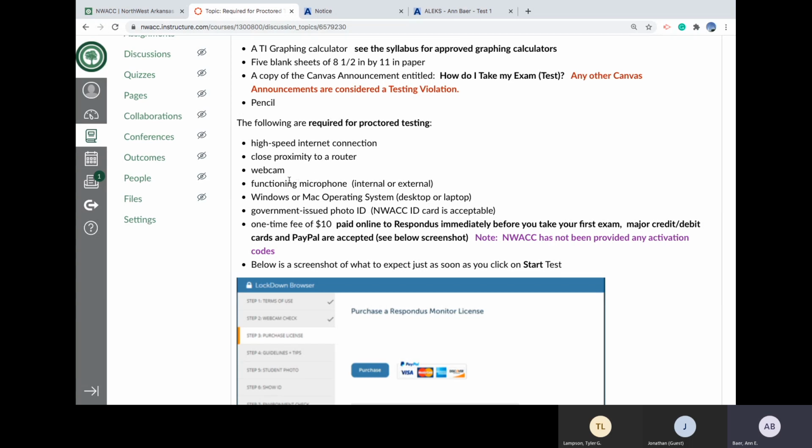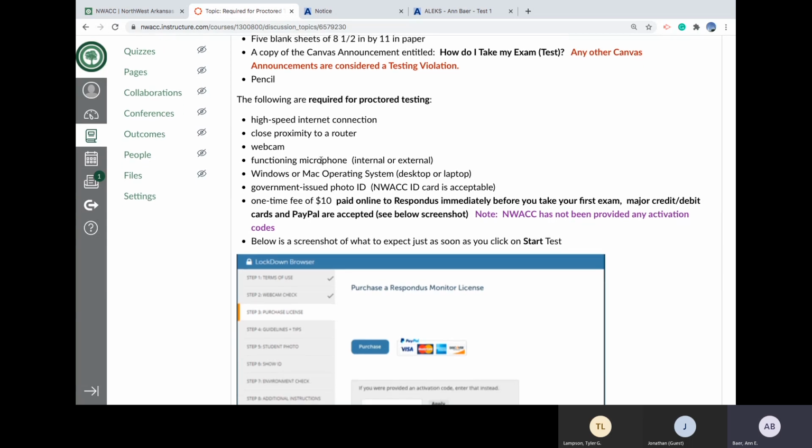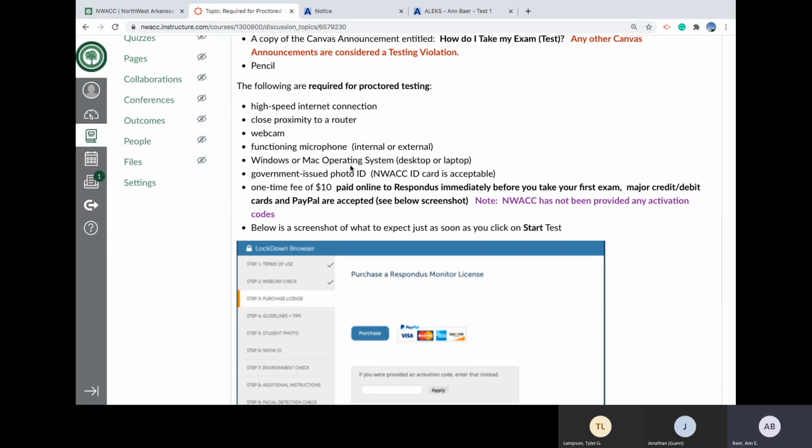You need a webcam. You need a functioning microphone, internal or external. And this, I believe, was in the syllabus at the beginning of the semester. Windows or Mac operating system, desktop or laptop. Government issued photo ID. NWAC ID card is acceptable. You did upload your IDs at the beginning of the semester, and thank you for that. But those are just for clarification purposes. You still need to prove you are the person taking the test, and so you need to do that for each test as well.